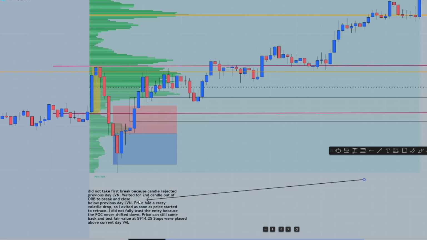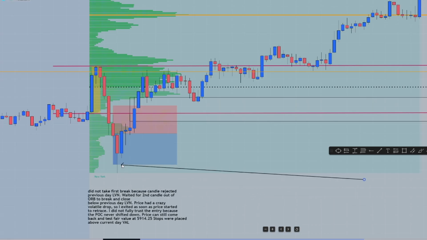Then price had a crazy volatile drop, so I exited as soon as price started to retrace. And as you can see, that's what happened right here. Like this candle, now the market's not open, this day is over, but when this happened, it was pretty bizarre. I entered and it just tanked. And I was like, oh no, because what I was thinking was another Trump tweet or something with economic news or whatever, where it can just drop and then just quickly reverse. And that's exactly what it did. So I exited the trade.